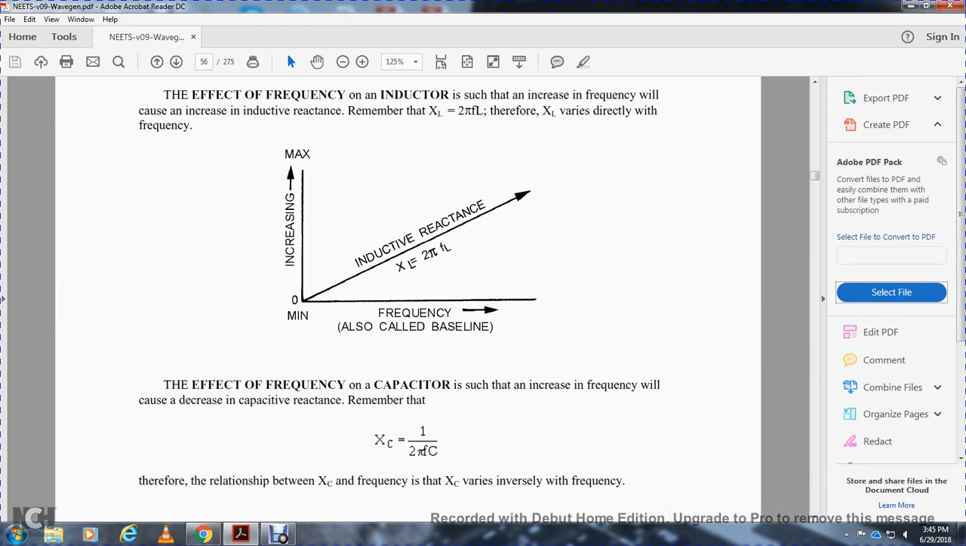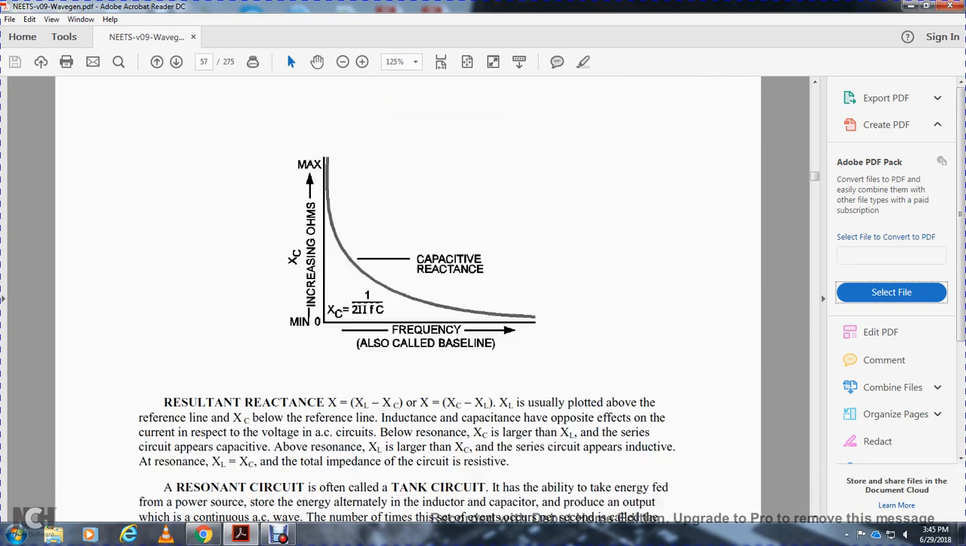The effect of frequency on the capacitor is such that an increase in frequency will cause a decrease in the capacitive reactance. Remember that capacitive reactance is 1 over 2 times pi times the frequency times the capacitance. Therefore, the capacitive reactance varies inversely with the frequency.